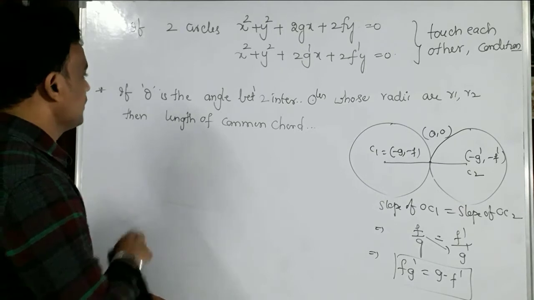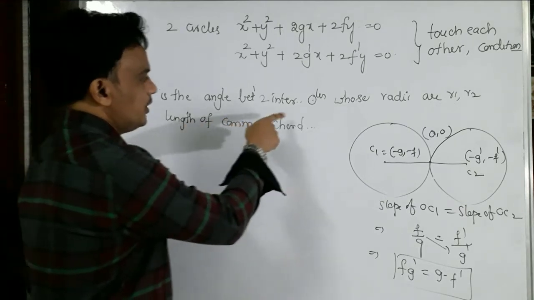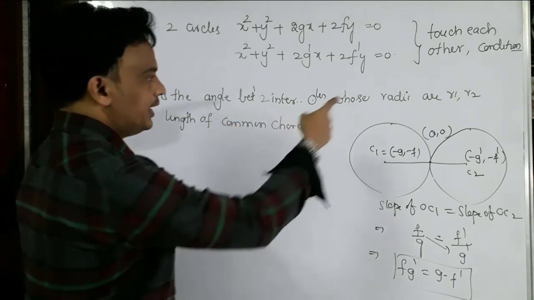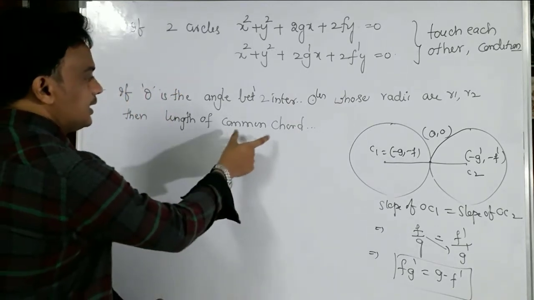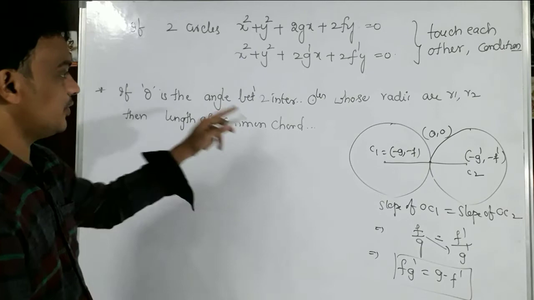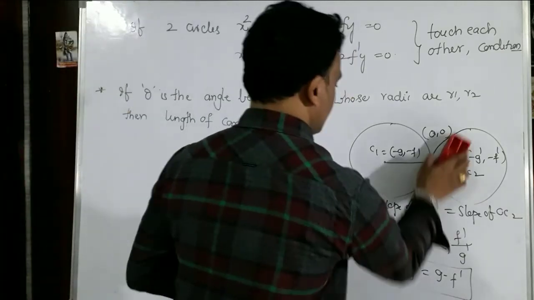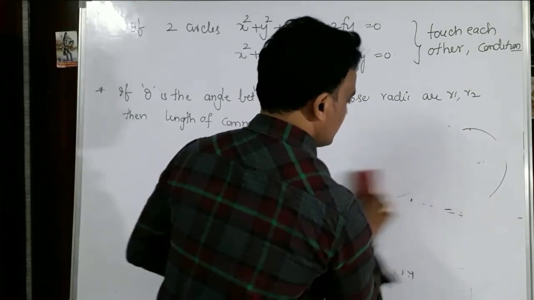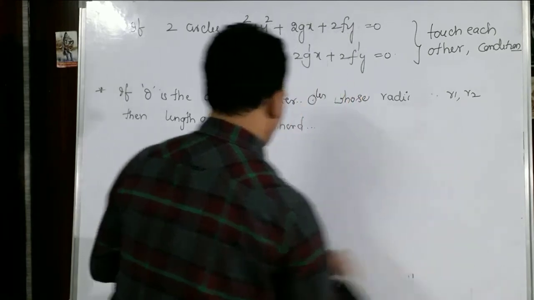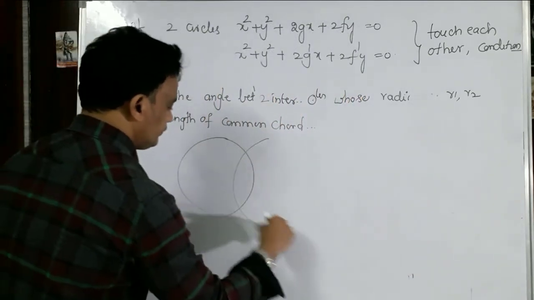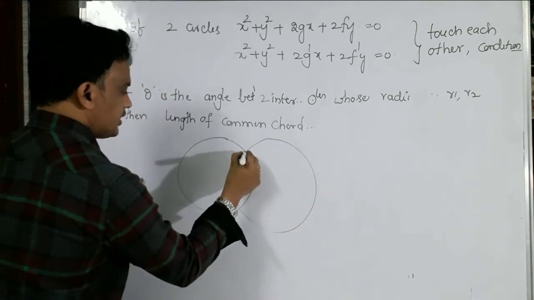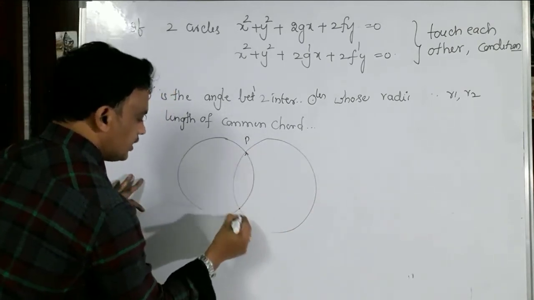Theta is the angle between two intersecting circles whose radii are R1 and R2. Then what is the length of the common chord in terms of theta, R1 and R2? Let us see. So, they are intersecting circles, intersecting at the points P and Q.